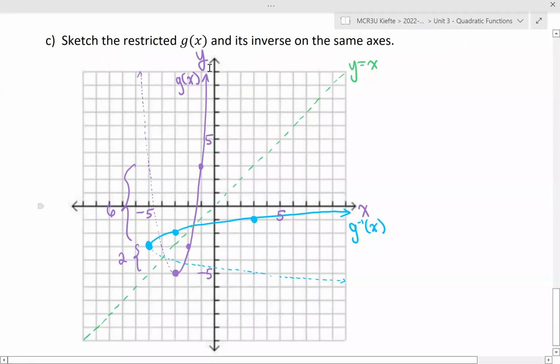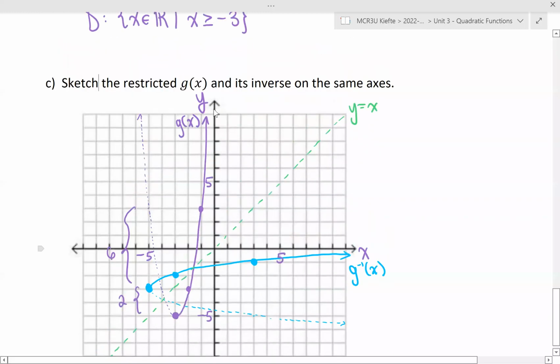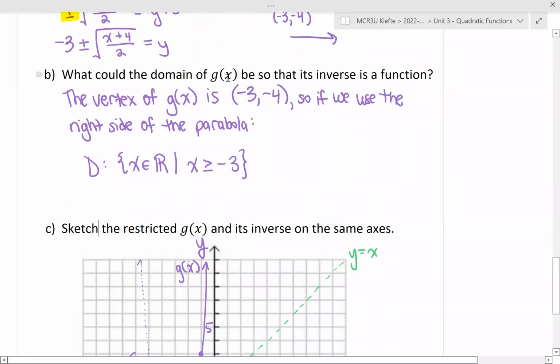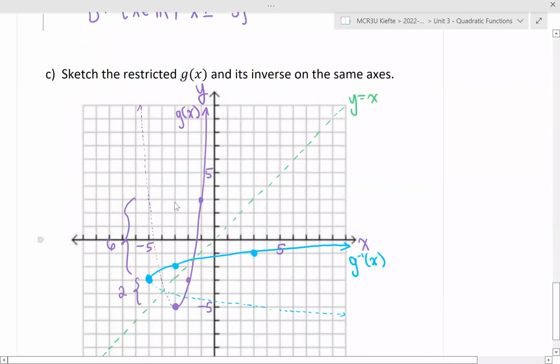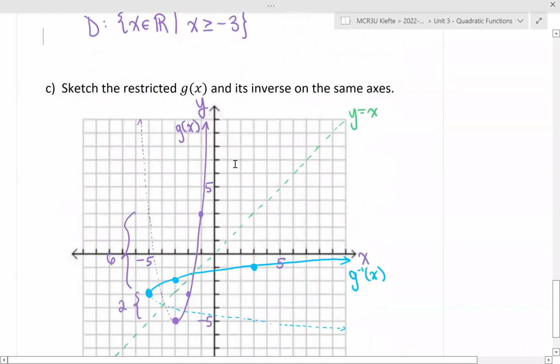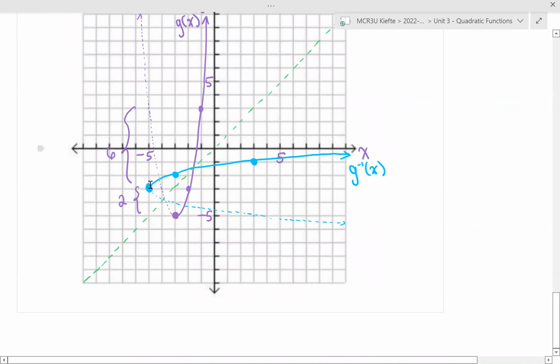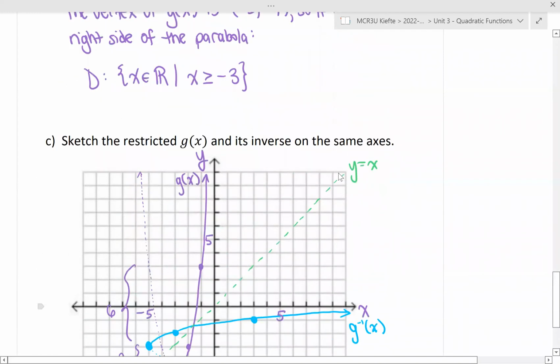So again, this purple function right here is our restricted g of x. We could have graphed this first if we wanted to help us find the domain, by the way. And then again, we're graphing y equals x and sketching its inverse here by switching these values. So again, instead of at -3, -4, it's at -4, -3. And visually, it is a reflection. And you can see that that is just the top half of the inverse. And it is a function, so I labeled it using function notation.